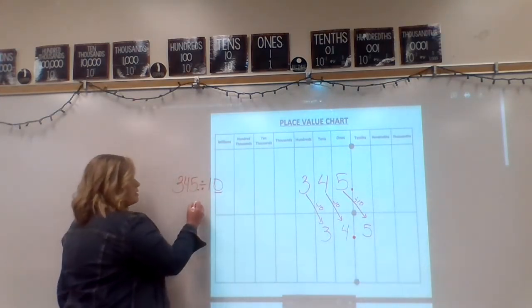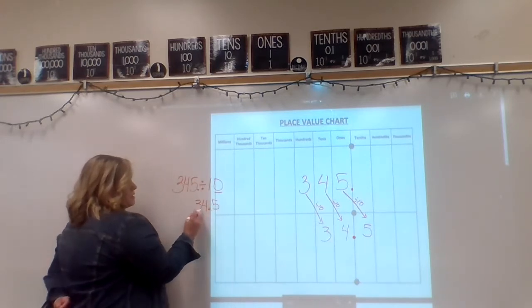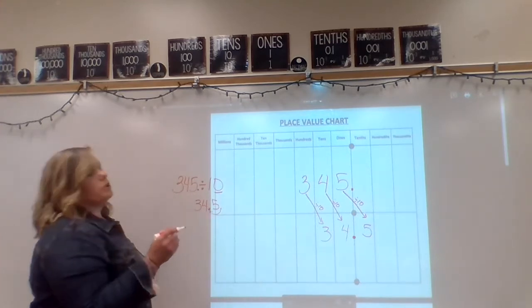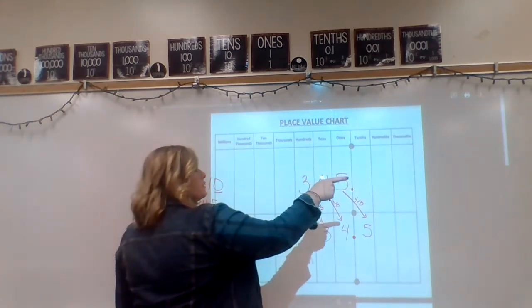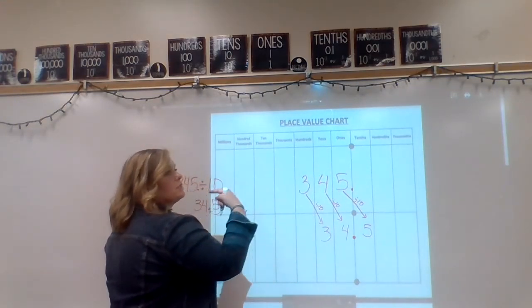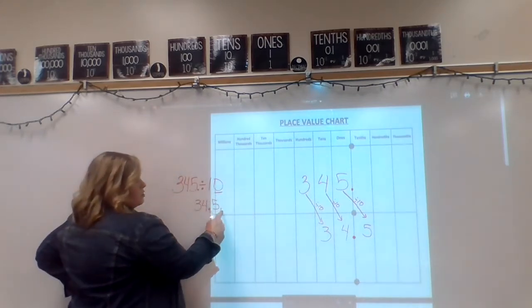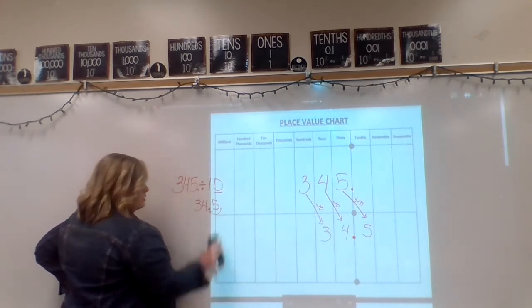Let's look at what happened to our decimal point. My decimal point started at the very end. And look what happened. The decimal point actually moved one place to the left. So when you're dividing, your digits are going to move to the right on your place value chart, and your decimal point will move to the left. Your digits move to the right. Your decimal point moves the opposite direction, to the left. Let's try another example.